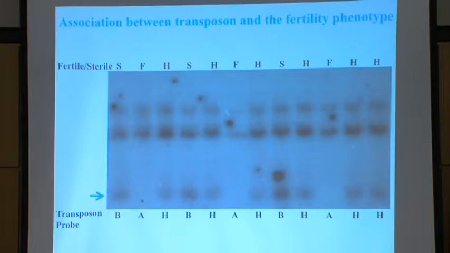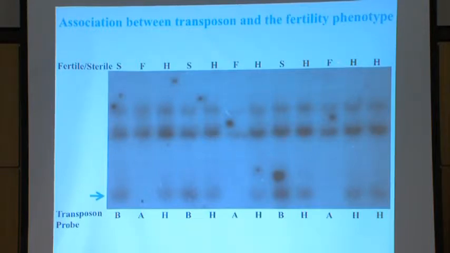Then we looked at the transposon and used it to see the pattern of transposon in each of these plants. So here this arrow indicates the pattern of transposon. It is present, it is missing, present, present, present, missing. Whenever this transposon is missing, it is going to be fertile. Because the transposon was making it sterile, if the transposon is not there, it has to be fertile. So wherever you see it missing, it is going to be fertile.